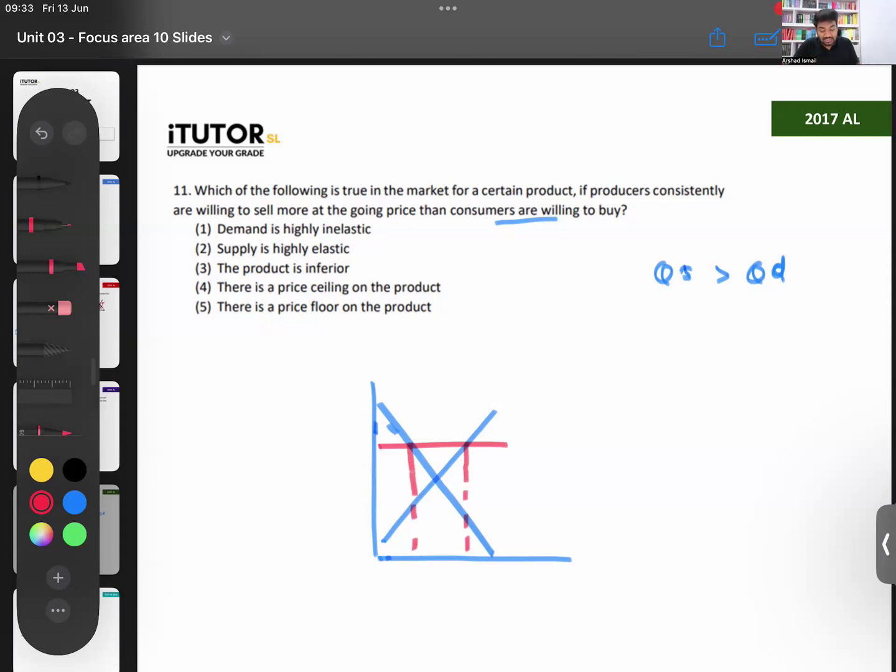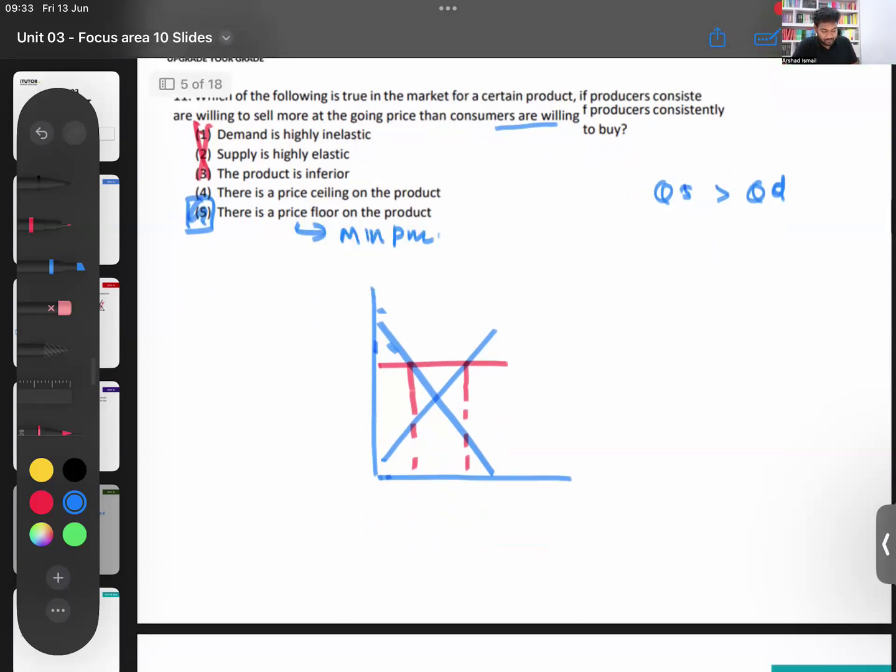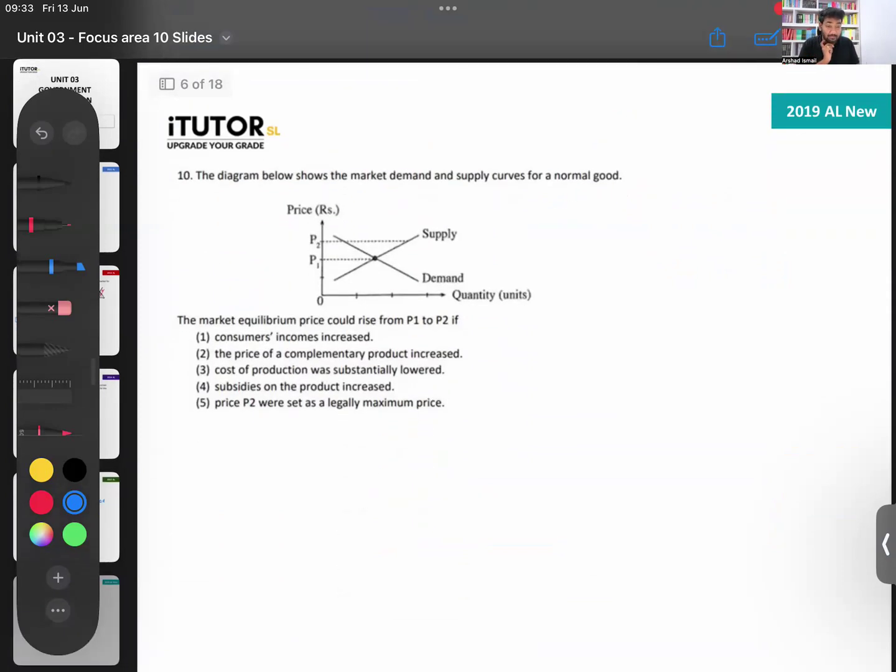So which one can be your answer then? First one says demand is highly elastic, supply is highly elastic, product is inferior. I don't think those come at all. Where will the QS be high? The QS can be high when you have a price floor. Price floor is another name for a minimum price. If there's a minimum price, this would be much higher than this. Not a price ceiling, it will be a price floor. That's why the QS will be much greater. So answer number 5. Then moving into the next one, 2019 A levels, question number 10.